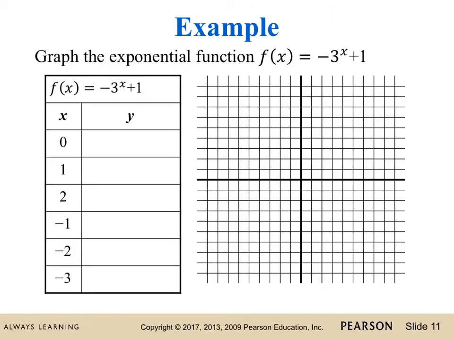Now this function has a couple more transformations on it, negative 3 to the x plus 1. One of the transformations it has on it is a shift up 1, and we'll need to pay attention to that because it will actually change our asymptote. First, we'll make our t-chart. Remember, if the t-chart isn't given to you, you just need to pick your own x values and do some positives and some negatives.